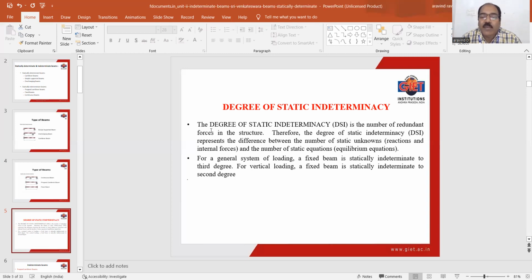For a general system of loading, a fixed beam is statically indeterminate to the third degree. Why is it third degree? That also we will see in our next slides. For vertical loading, a fixed beam is statically indeterminate to the second degree.